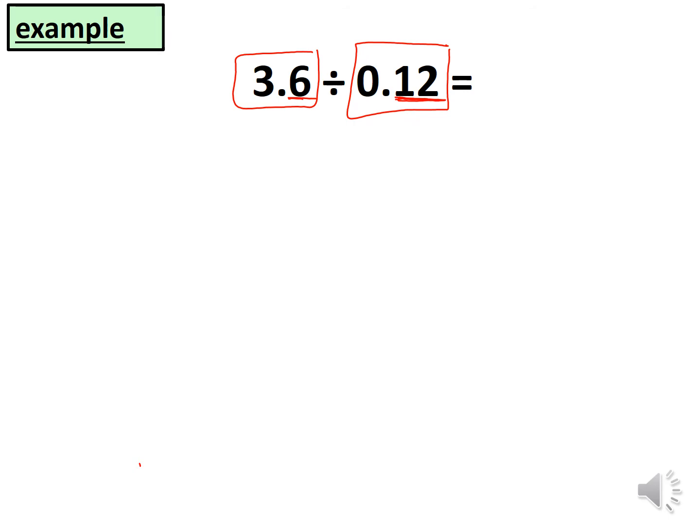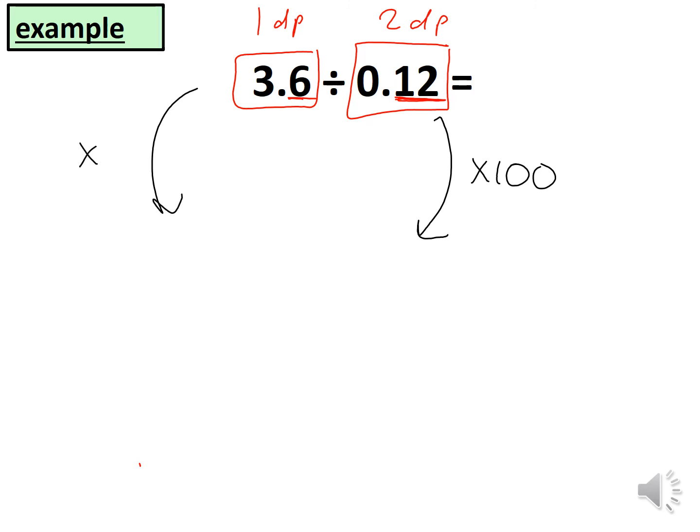This has 1 decimal place and this has 2 decimal places. I need to convert the one with more decimal places into a whole number. To do so, I want to multiply this side by 100. So I must also multiply the other side by 100. And I get 360 divided by 12. Now I can use the bus stop method to answer this.